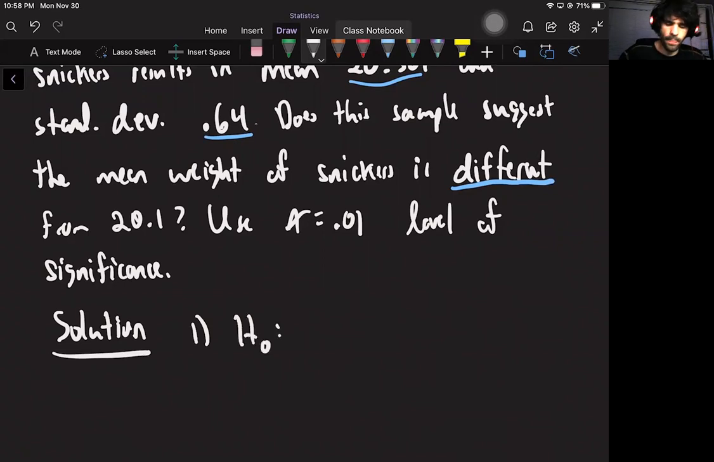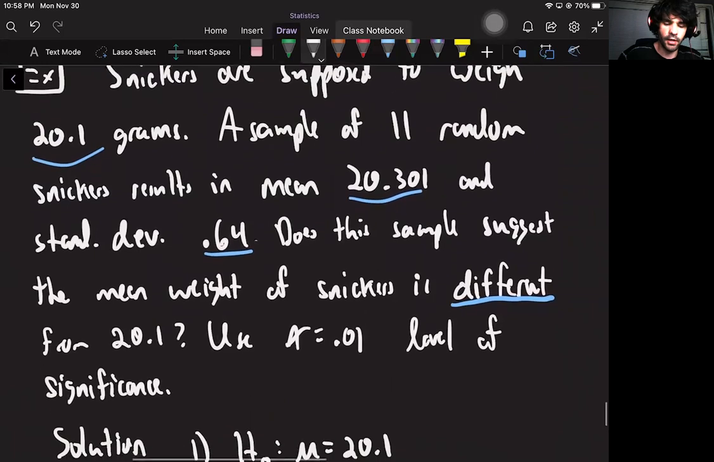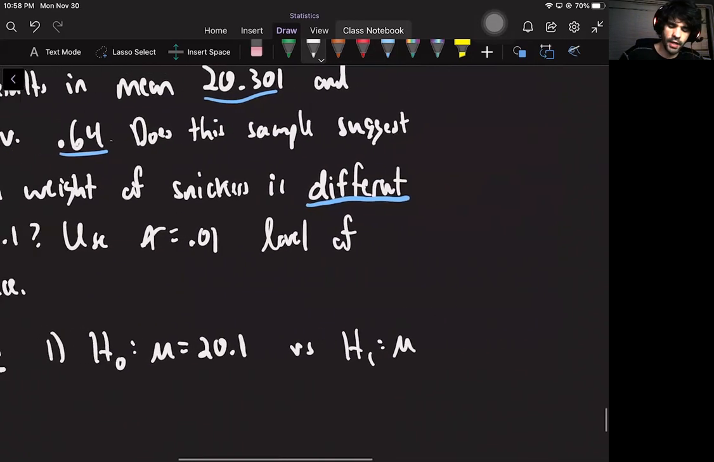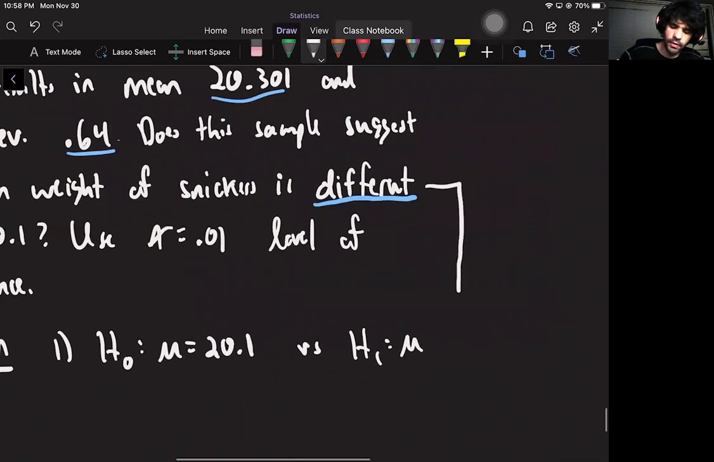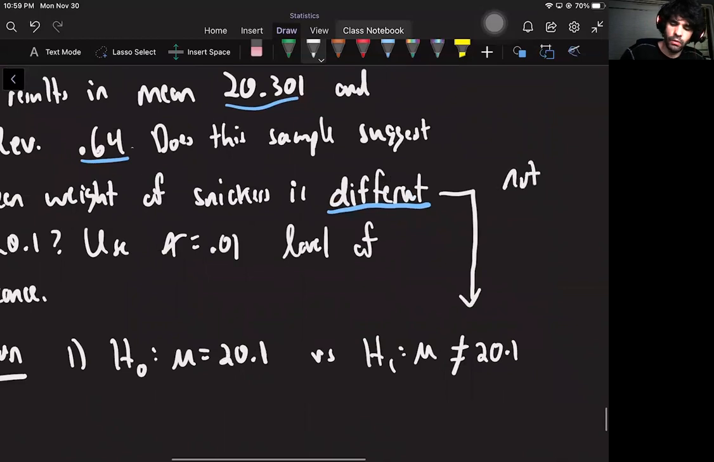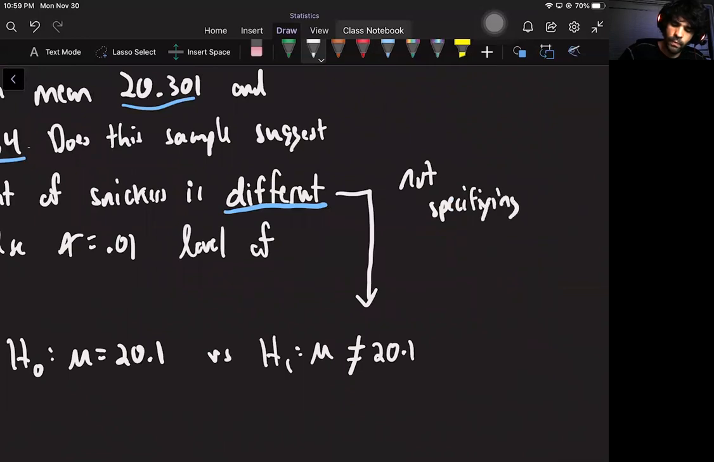All right, the null hypothesis is that Snickers do actually weigh, on average, 20.1. So we're claiming that the mean is actually 20.1, but we want to see if instead it's different. So the keyword different is telling us that we want to check if we have evidence to suggest that it's actually not equal to that number. And we're not specifying if we think it's more or less.